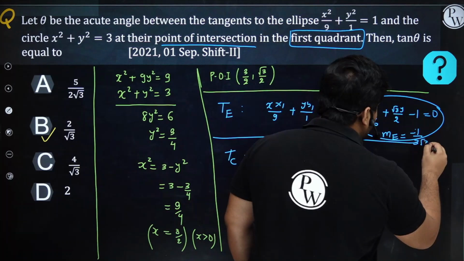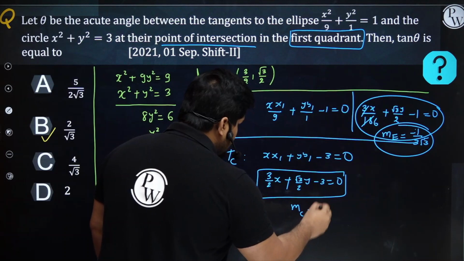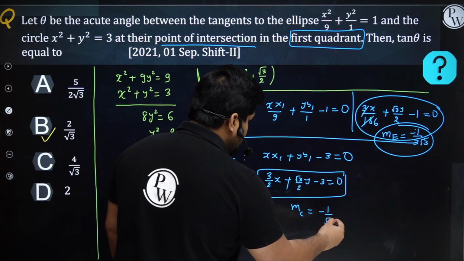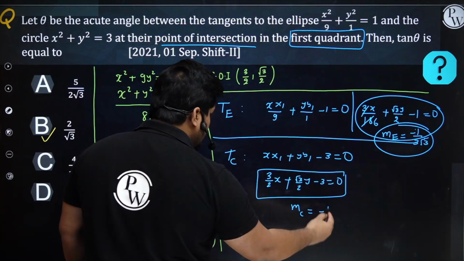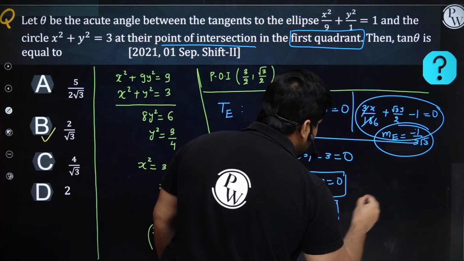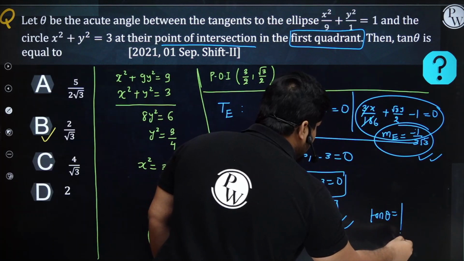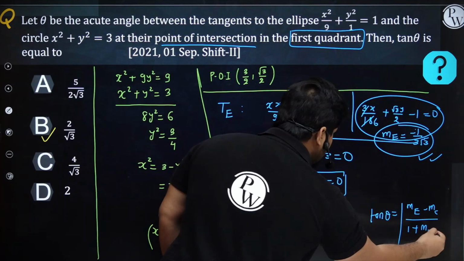And what is the slope of the circle tangent? That is equal to, 2 will cancel out, root 3 minus 1 upon root 3. Minus root 3, I think, guys. This is equal to minus root 3. So we have got both the slopes. Slope of the tangent at the ellipse, slope of the circle. Now you can find out tan theta. The final step, tan theta will be equal to ME minus MC divided by 1 plus ME into MC. And when you calculate, you'll get it as 2 upon root 3. That will be the answer.